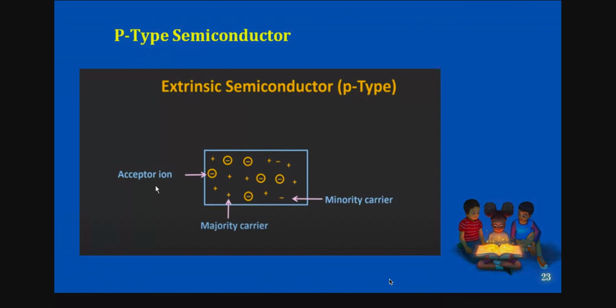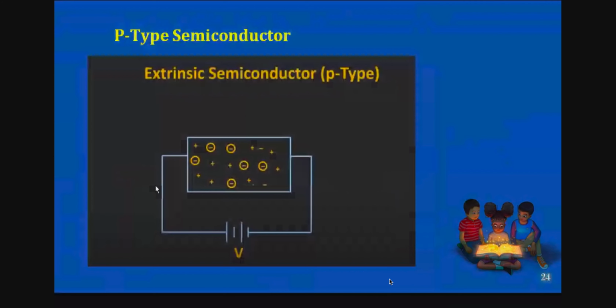Similarly, if you go for the mechanism in an n-type semiconductor, which you already know, when you apply the external field, the positive is connected to here and the negative is connected to here. Due to the positive potential, the electrons move to this side and the positive charges move to this side.